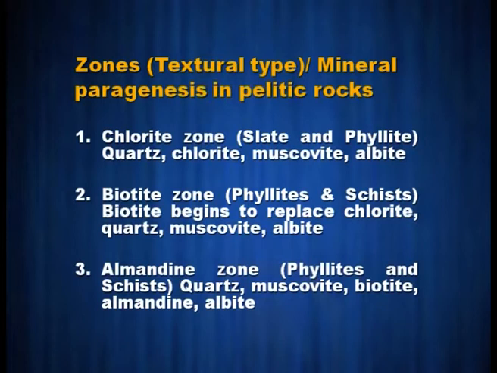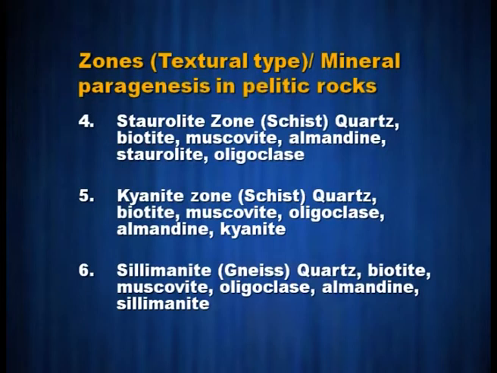Chlorite zone: slate and phyllite, quartz, chlorite, muscovite, albite. Biotite zone: phyllite and schist. Biotite begins to replace chlorite, quartz, muscovite, albite. Almandine zone: phyllite and schist, quartz, muscovite, biotite, almandine, albite. Staurolite zone: schist, quartz, biotite, muscovite, almandine, staurolite, oligoclase. Kyanite zone: schist, quartz, biotite, muscovite, oligoclase, almandine, kyanite. Sillimanite zone: schist, gneisses, quartz, biotite, muscovite, oligoclase, almandine, sillimanite.